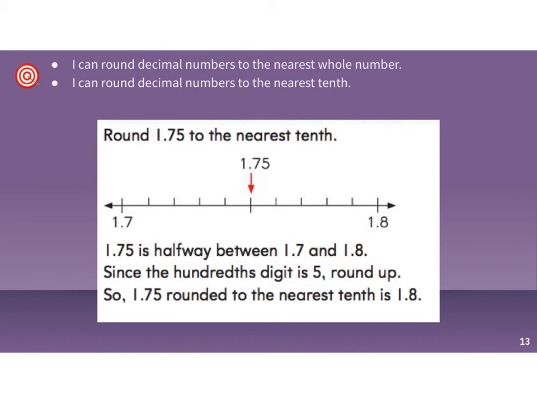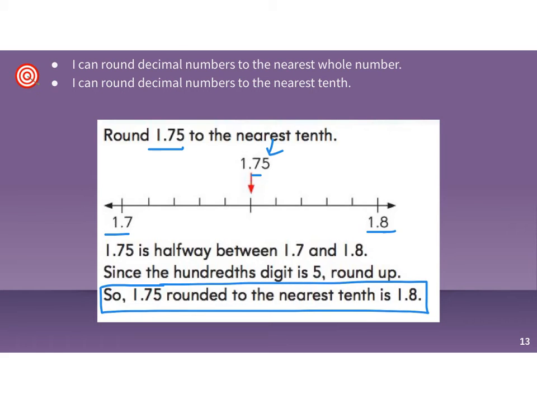So 1 and 75 hundredths to the nearest tenth. Use the strategy that works for you. Think about a number line, or think about place and look one place to the right. 1 and 75 hundredths rounded to the nearest tenth would be 1 and 8/10. As soon as I get 5 or higher, I round up.